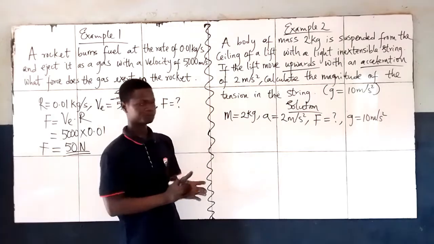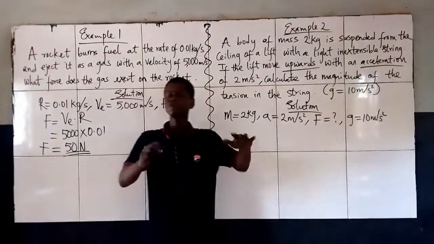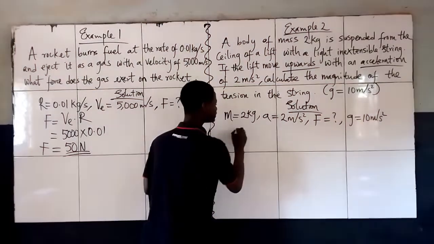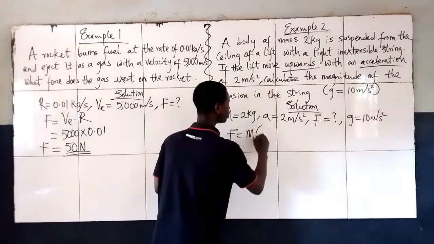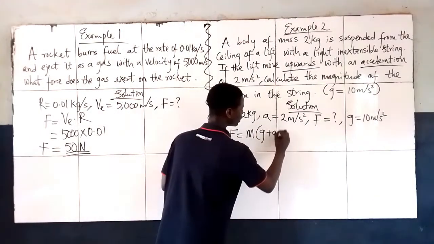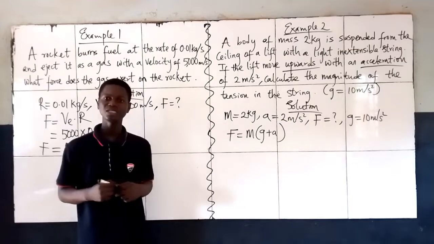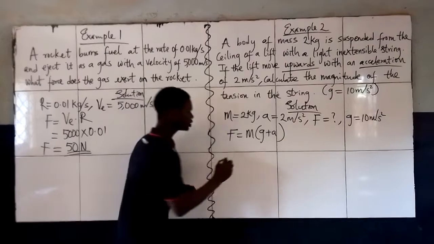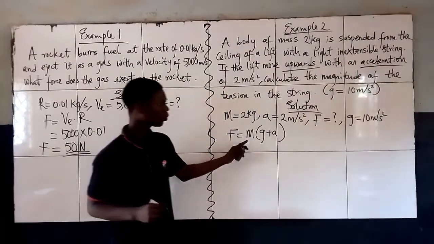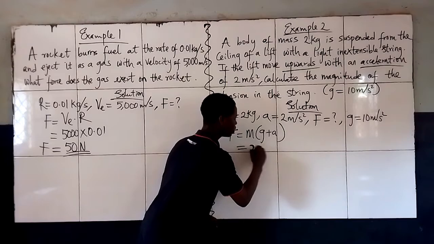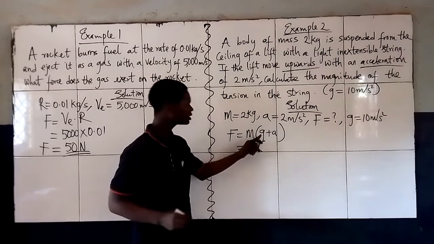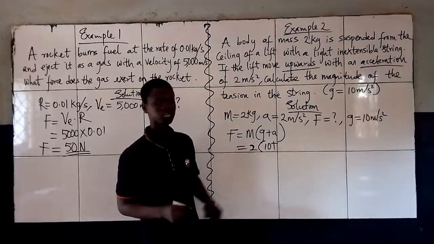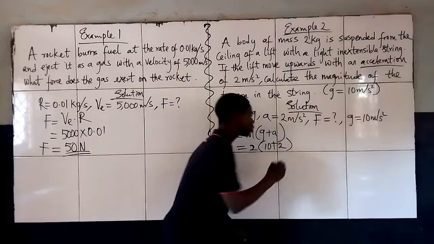Now ask yourself, for the scenario whereby the lift is accelerated upward, what is the formula to be used? The answer is F equals M in brackets G plus A. And this is the formula we will be using here. Are you seeing that? So this is the formula to use, guys. Now watch out. Simply by inputting, what is our M? 2. Okay, 2 is our M. In brackets, what is our G? We're given G as what? 10 plus what is our A? We're given it as what? 2. So close the bracket.